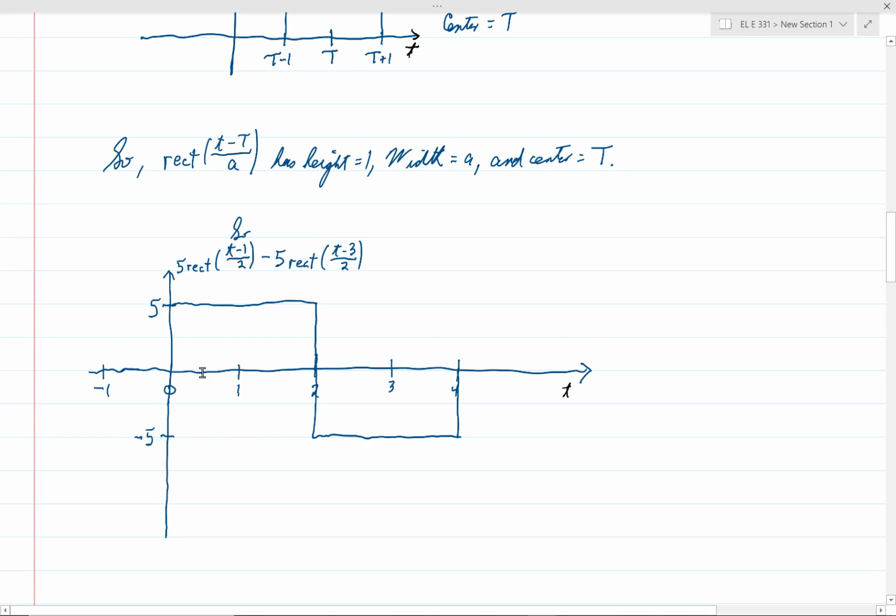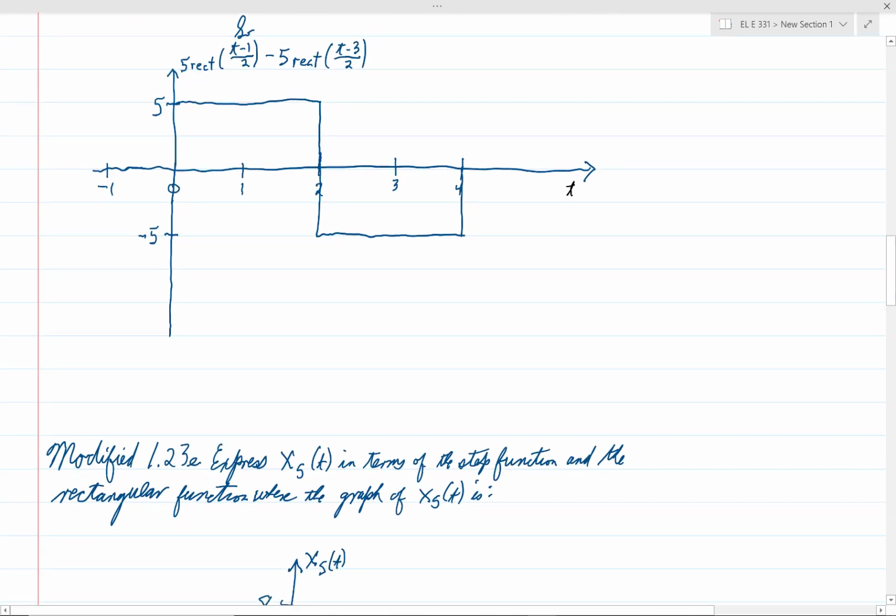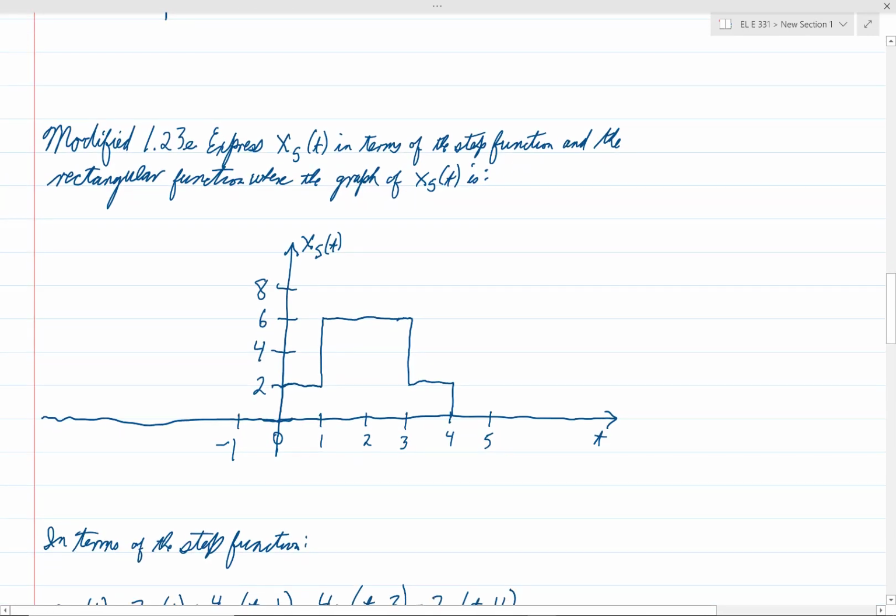And everywhere else, this graph is equal to 0 because both of these rectangular functions are equal to 0 everywhere except in their regions. For the first one, it's equal to 0 everywhere except between 0 and 2, and for the second one, it's equal to 0 everywhere except between 2 and 4. So this is the answer to this problem. This is what this graph looks like. So now let's move on to another problem.